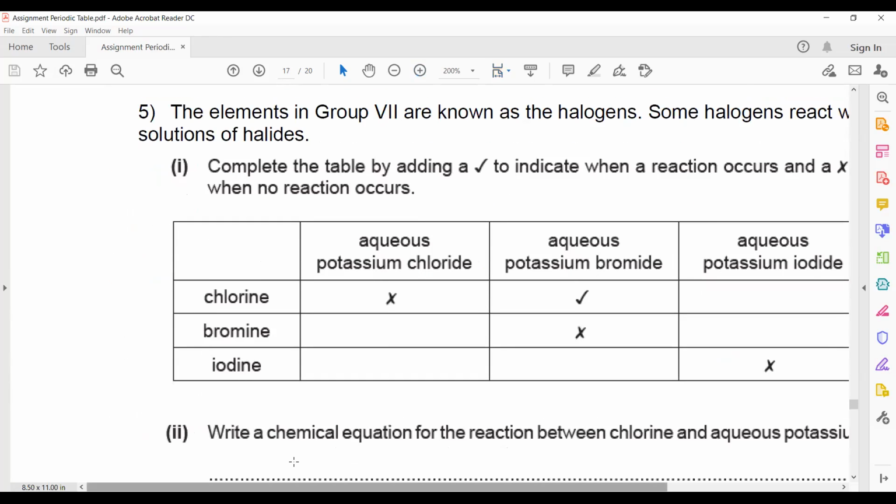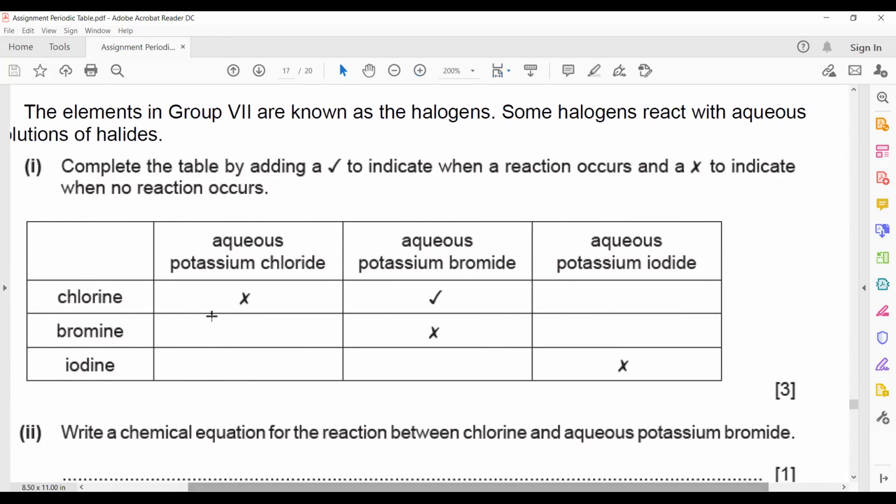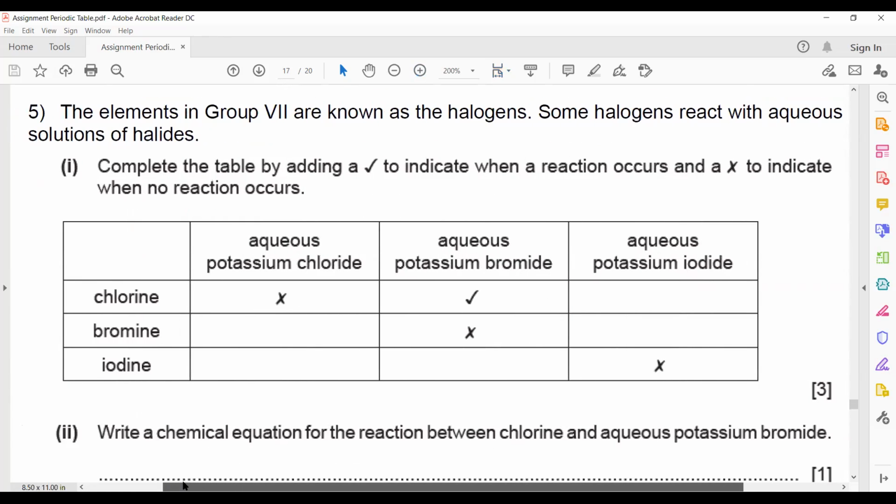Okay, in this question, the elements in group 7 are known as halogens. Some halogens react with aqueous solutions of halides. Complete the table by adding a tick to indicate when the reaction occurs and a cross to indicate when there is no reaction. You can use the screen annotation to complete this table. Use cross and tick.